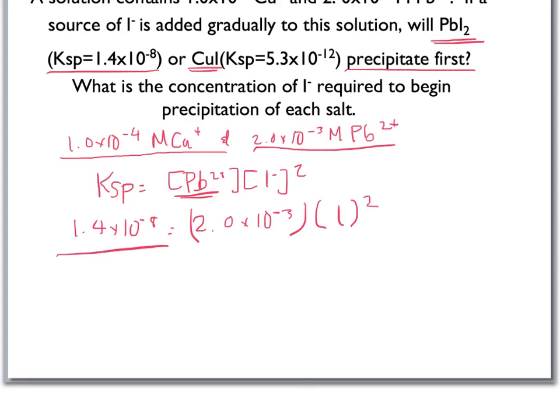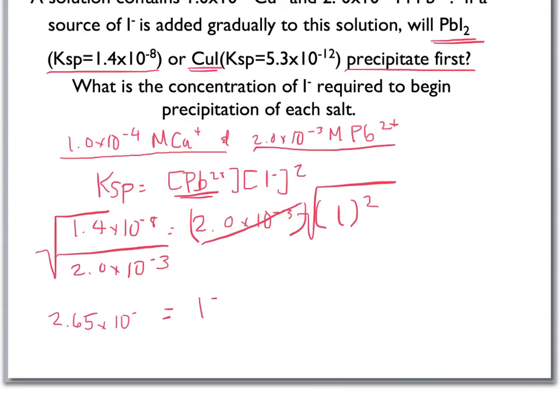So I'm just going to divide both sides, and that equals I squared. Then we want to take the square root of both sides to just get iodide. And I'm getting 2.65 times 10 to the negative 3. Okay, so that's one of my iodide concentrations.